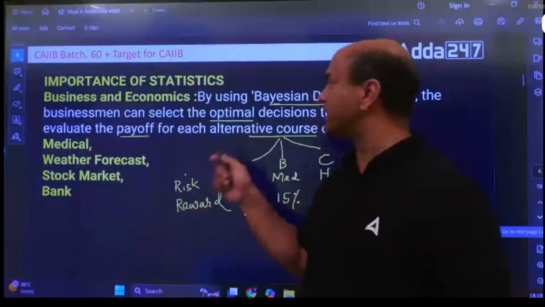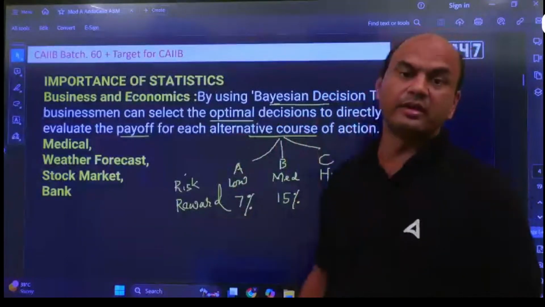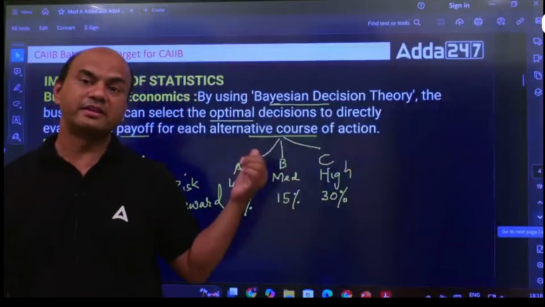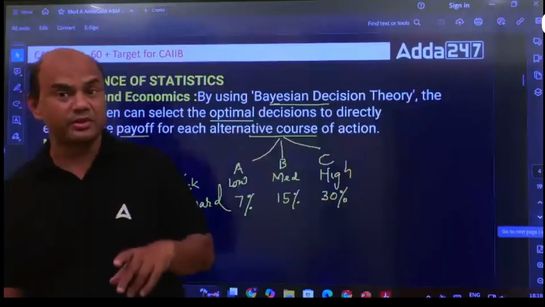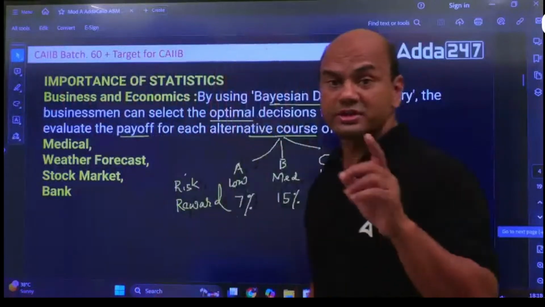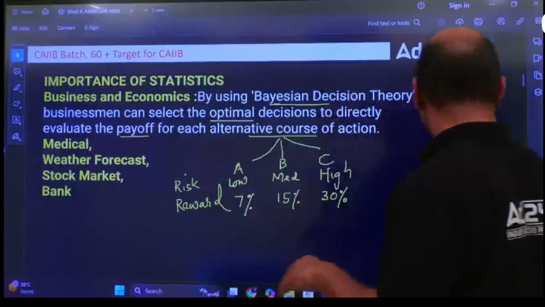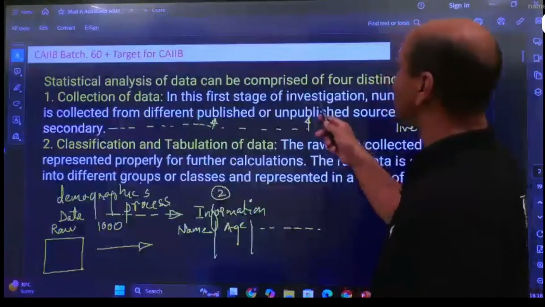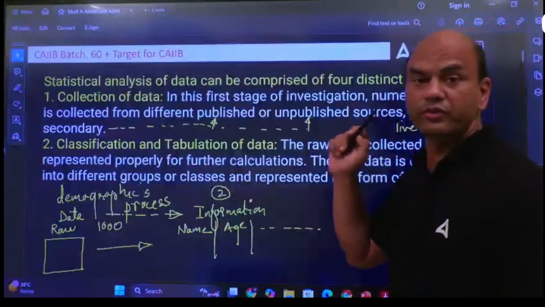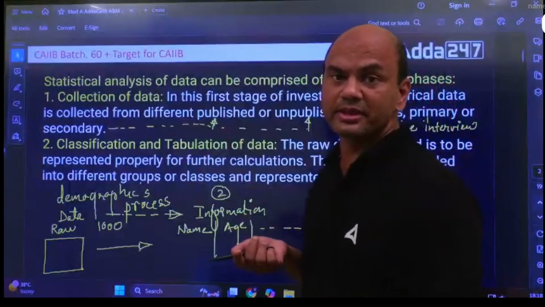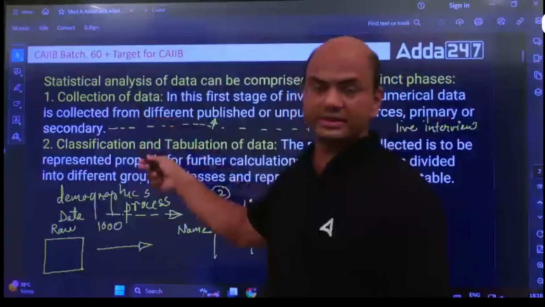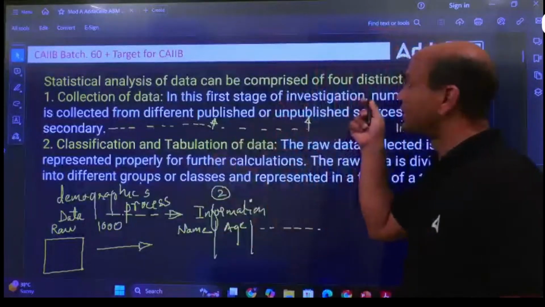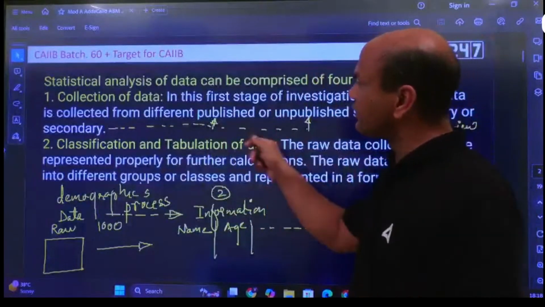Now why have I specifically mentioned Bayesian decision theory? Because in exam they ask you for your CAIIB. What is Bayesian decision theory? Remember, your exam questions will be, first question will be the first slide which I took, this one. Statistical analysis can be comprised of 4 distinct phases. So what are the 4 phases? Or they might ask you something like this. They'll give you these phases and they'll ask you which one of them is not the 4 distinct phases. Not. So they'll give you something wrong.